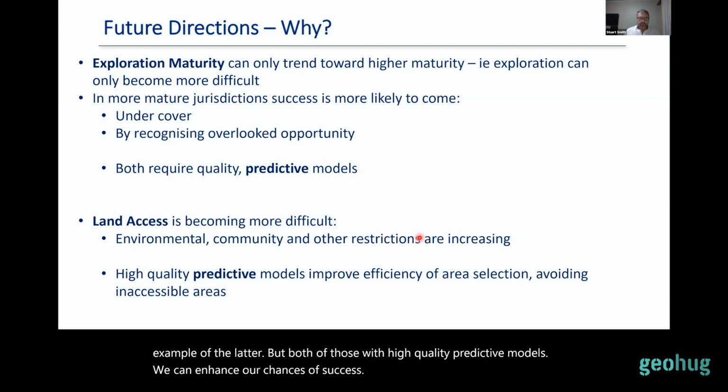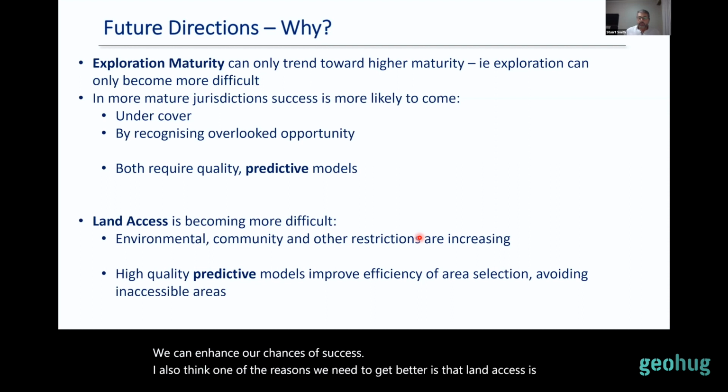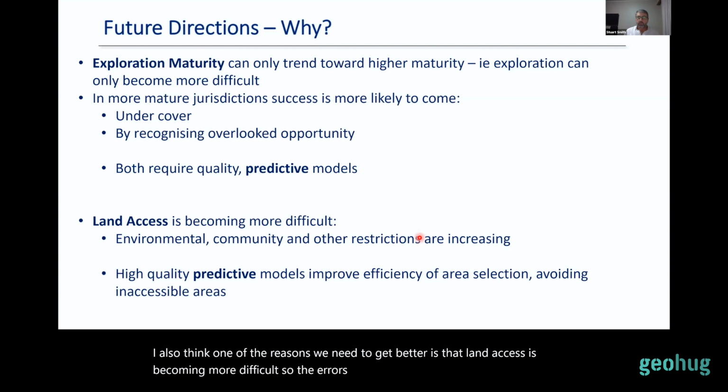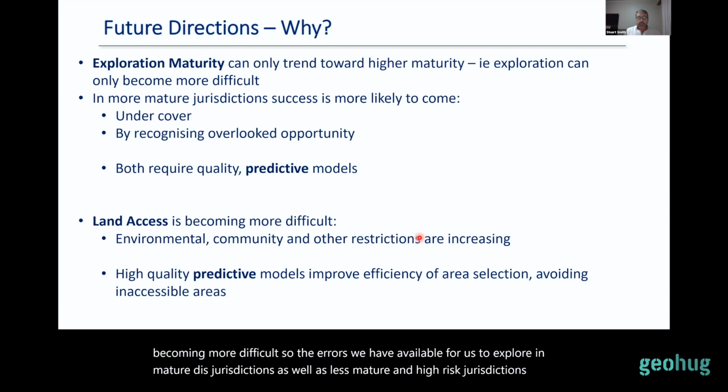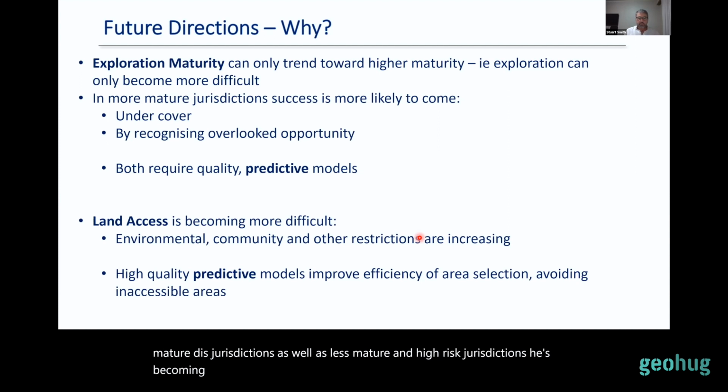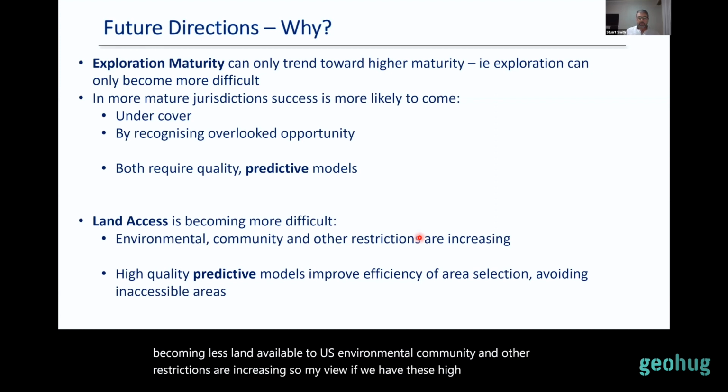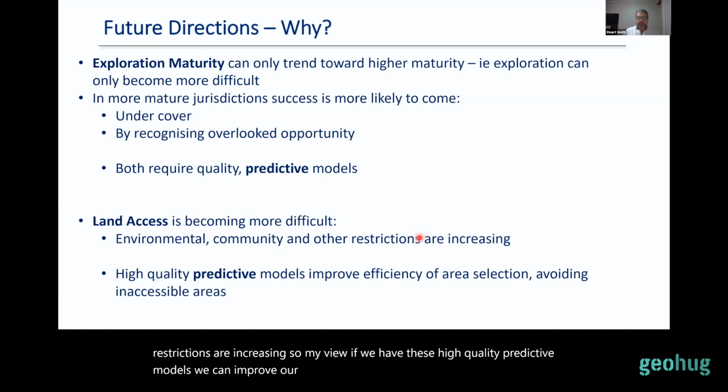I also think one of the reasons we need to get better is that land access is becoming more difficult. The areas we have available to explore in mature jurisdictions, as well as less mature and higher risk jurisdictions, are shrinking; there's less land available to us. Environmental, community and other restrictions are increasing. So in my view, if we have these high quality predictive models, we can improve the efficiency of our area selection and avoid those unnecessary pitfalls of exploring in problematic areas.